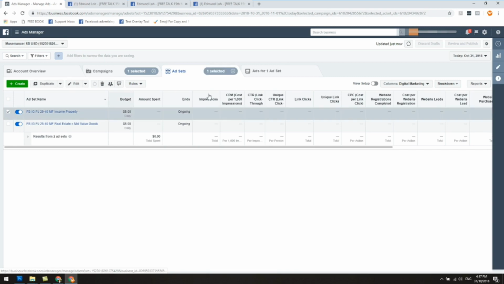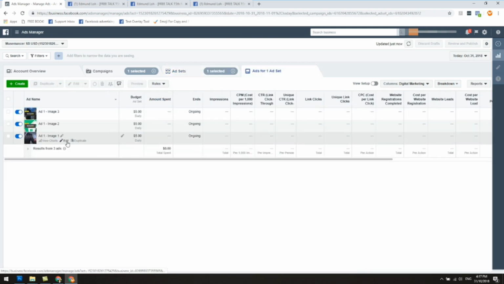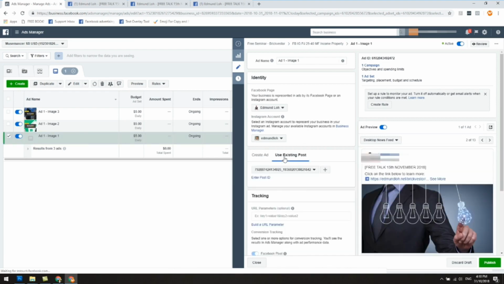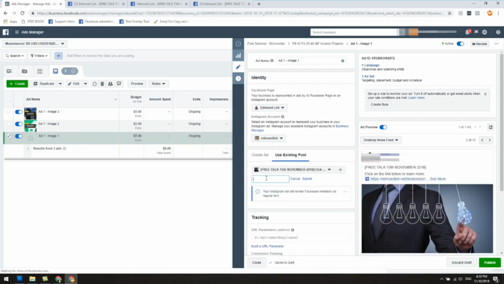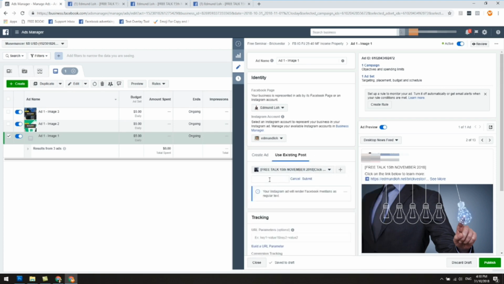All right, let's take this and go back to this one. Now we're going to go through this one by one. Let's start off with ad 1, image 1. All right, so what we're going to do here is click on use existing post, enter post ID. There's no way you can select any of this, what I call the post, by the way. It's not going to be accurate, so don't do that, okay?